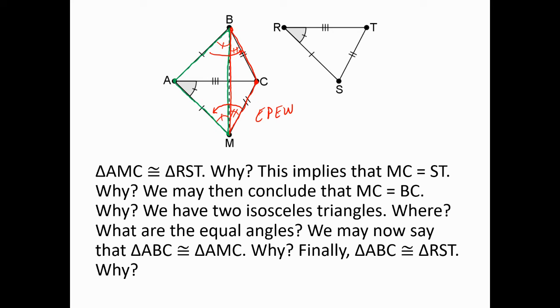And then it follows that triangle ABC is congruent to triangle AMC by SAS congruence. We now have the included angles equal, so we can apply SAS congruence, and so ABC is congruent to AMC. But remember that we also knew that AMC was congruent to RST. So ABC is congruent to AMC, but AMC was congruent to RST. So then, by the transitivity of congruence, it follows that ABC is congruent to RST, and the proof is complete. So there it is, your proof of SSS congruence.